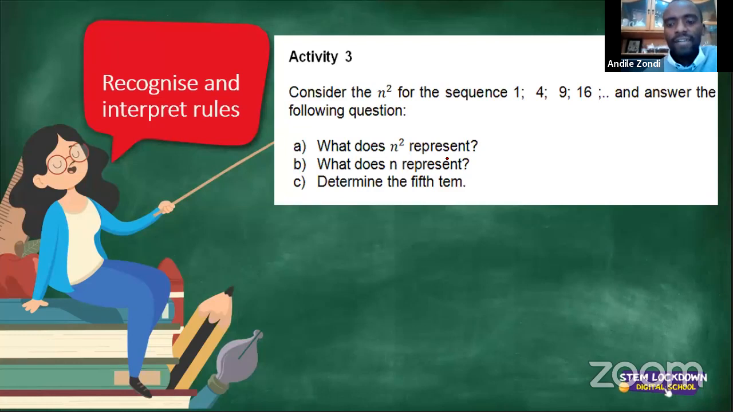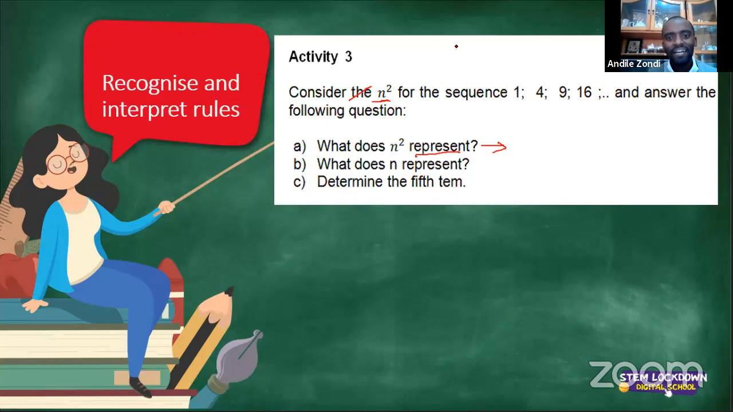Remember, learners, we're still revising term 1's work. It says, consider n to the power 2 for the sequence 1, 4, 9, 16, and answer the following questions. What does n to the power 2 represent? This is toughish. What is it?